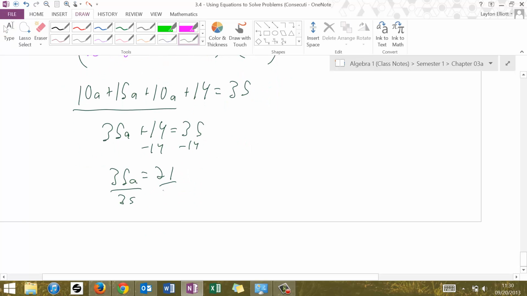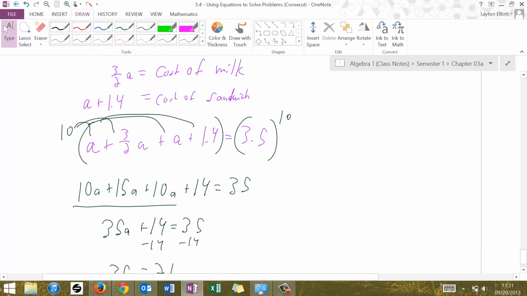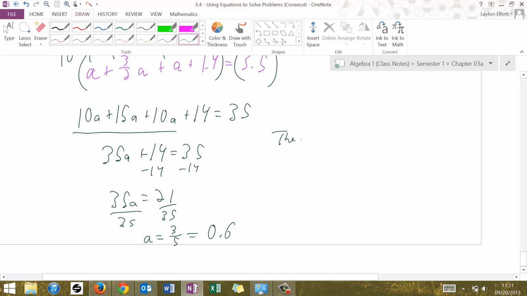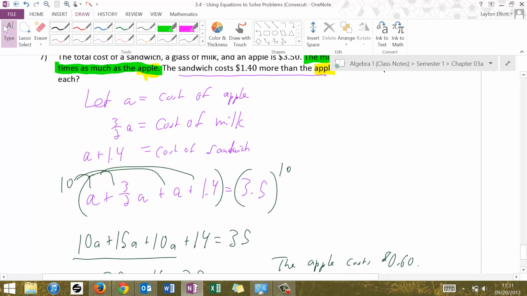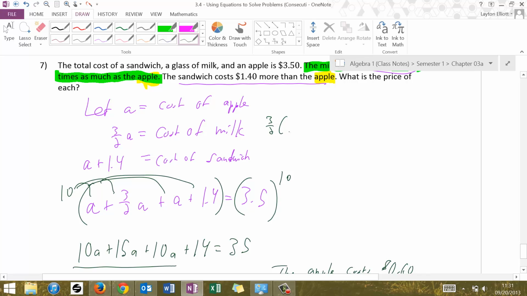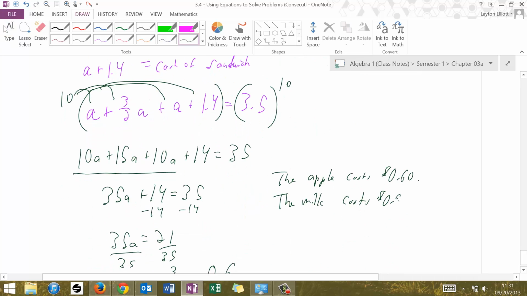Divide by 35, and you get A is equal to, this would be 3/5. In decimal form, 3/5 is 0.6, which means that A is 0.6, so the apple costs 60 cents. The milk costs, I'd have to do 3/2 times A, so 3/2 times 0.6, or 60 cents, is half of 60, and then times 3, so 90. So the milk costs 90 cents.